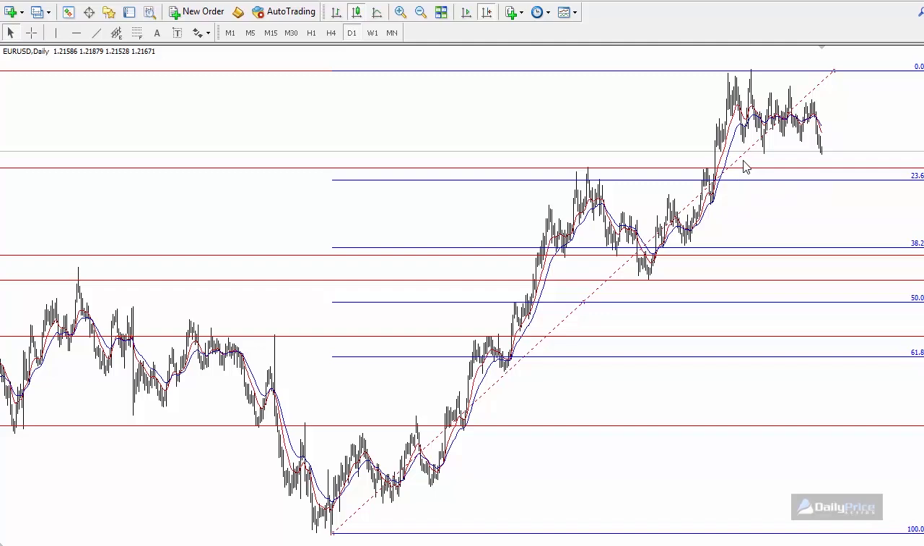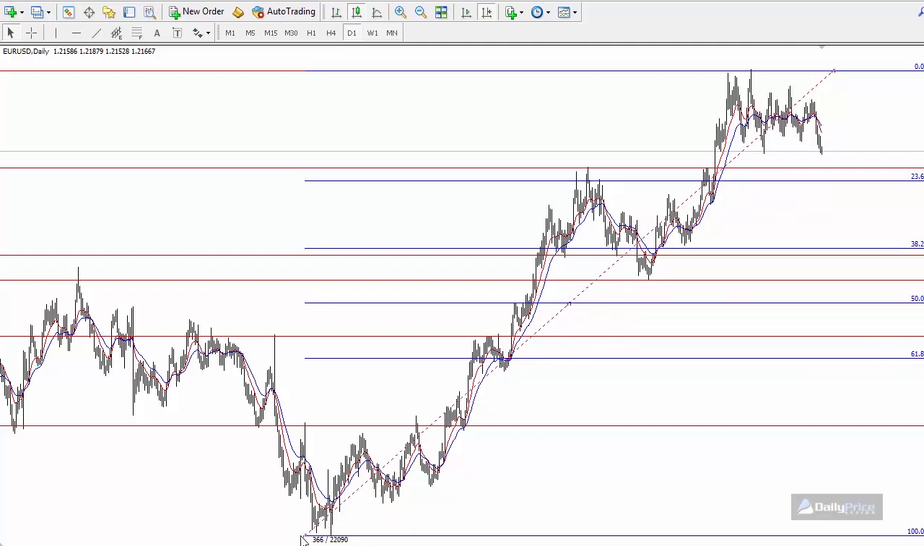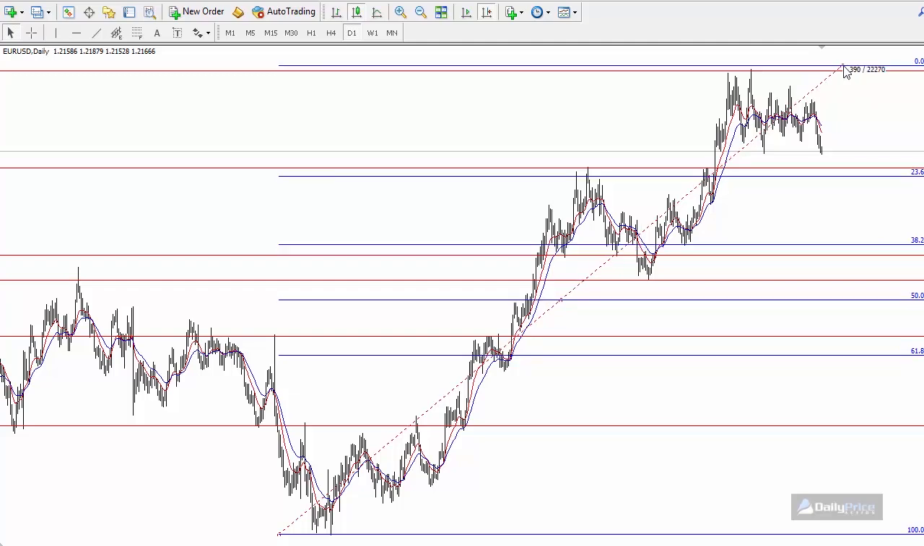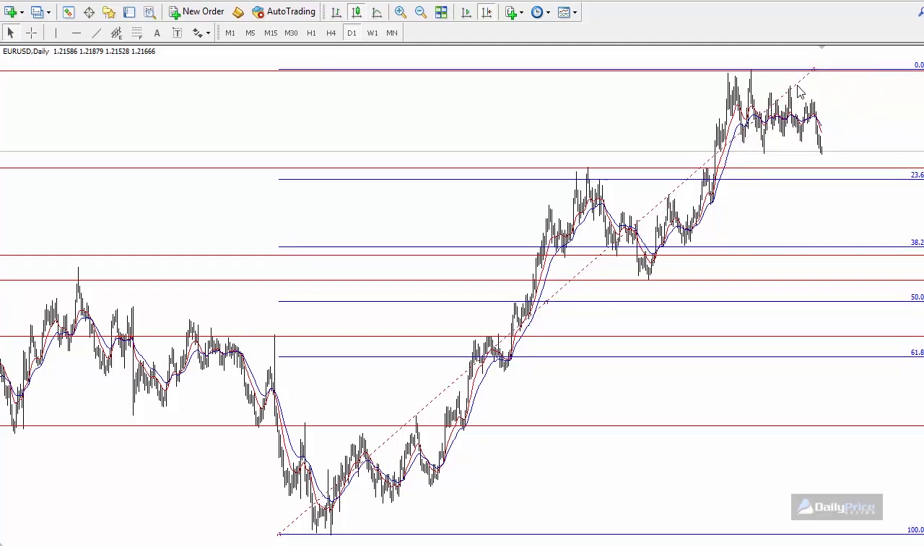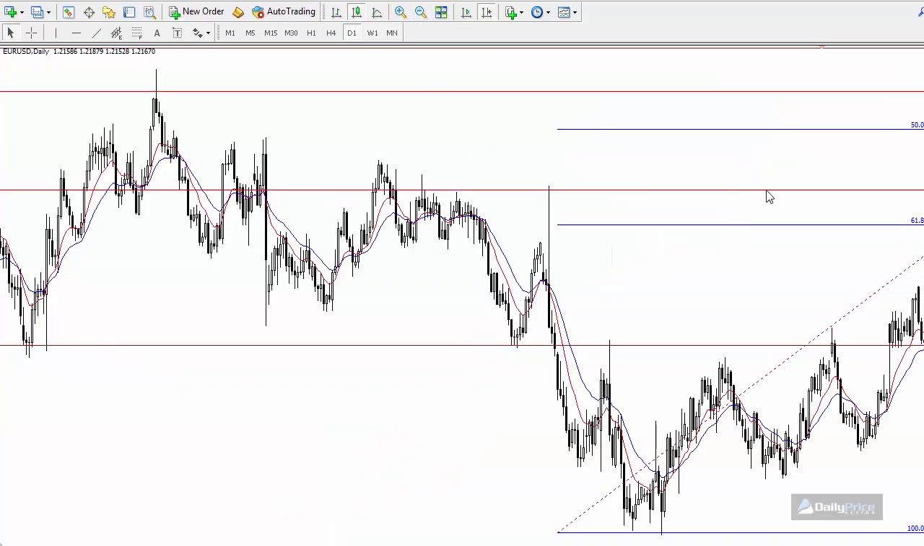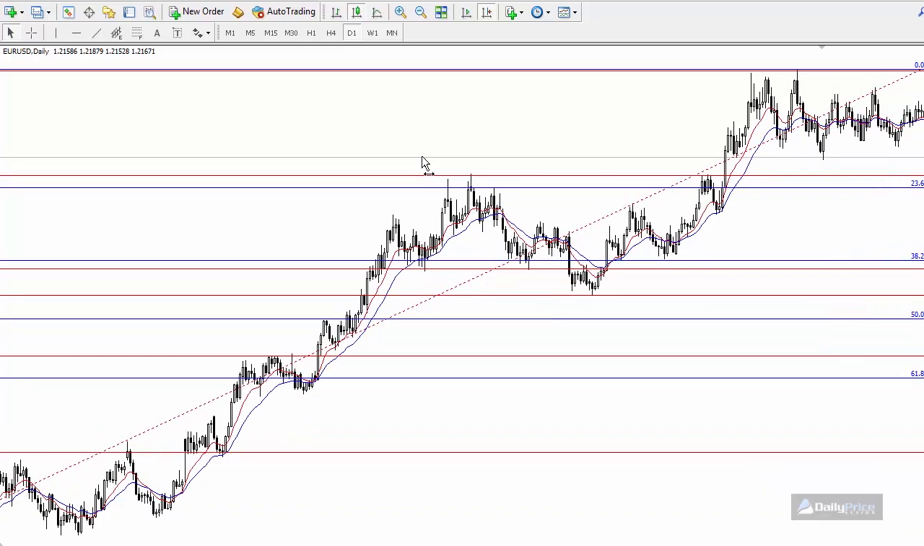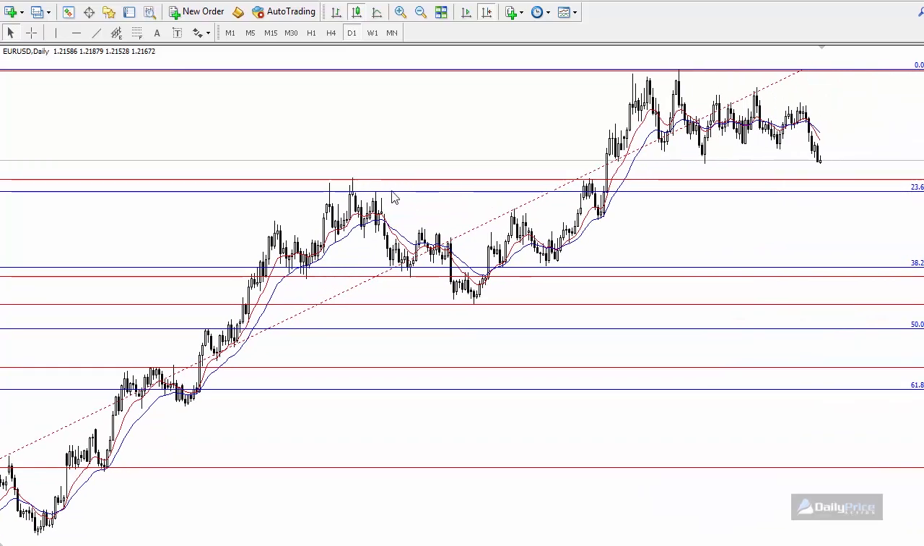All right, so in fact, I'm going to use this swing low back here, and I'm going to use this swing high up here. All right, so what I like to do is come in here and confirm the levels I've drawn. Now you can see that this 23.6% Fibonacci level here is very close to this level I drew up here. Okay, so that's a pretty good sign. It's not spot on, but it's pretty close.